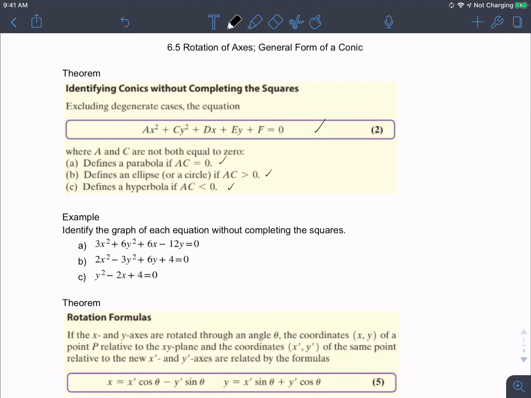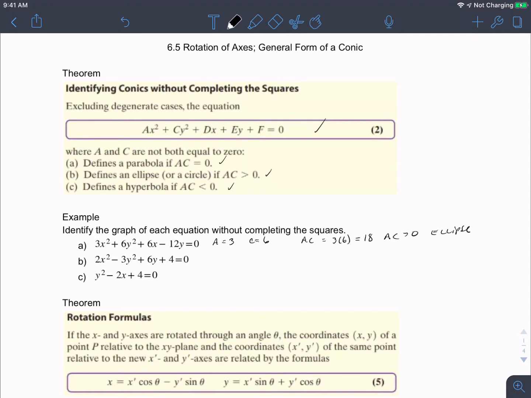Again, the only thing we really care about in determining what kind of graph it's going to be is looking at A and C. In this first one, A is 3 and C is 6, so A times C is 3 times 6, which is 18, and that is greater than 0. So we have an ellipse here, and that's all we have to do.